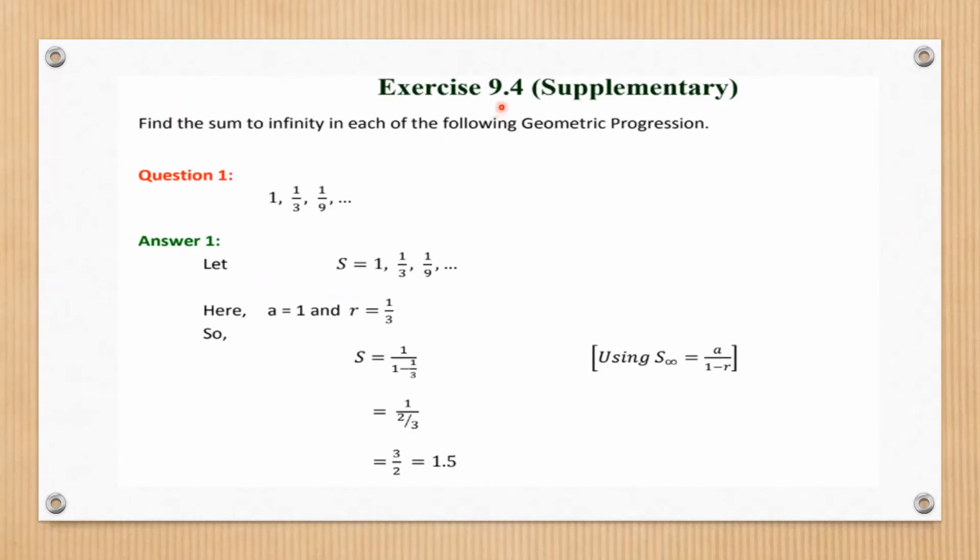Let us start with exercise 9.4. Find the sum to infinity in each of the following geometric progressions. Question number 1 is 1, 1 by 3, 1 by 9. Again, this GP is infinite, where a is 1, r is 1 by 3, which is less than 1. So the formula of S infinity, 1 upon 1 minus 1 by 3, can be applied by replacing the values of a and r in the formula S infinity equal to a upon 1 minus r. And after calculation, we get the answer as 1.5.